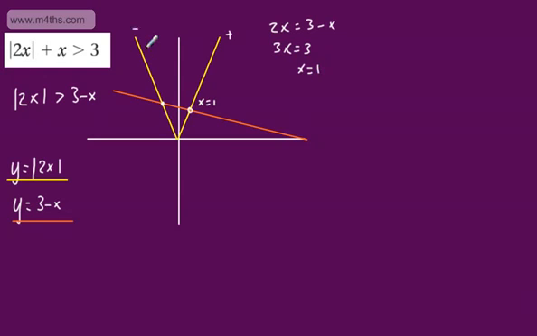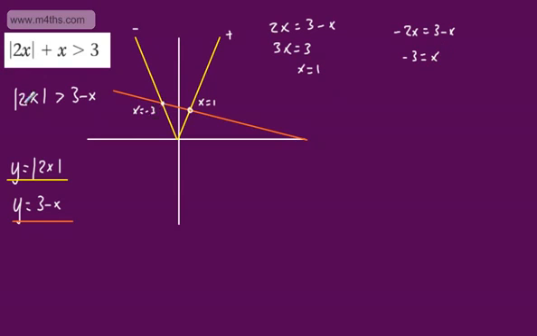Now, if I consider this branch, this is the negative of that modulus. So what we can say then is negative 2x is going to be equal to 3 minus x. So if I add 2x to both sides and subtract 3, we're going to get minus 3 is equal to x. So this point right here is where x is equal to minus 3.